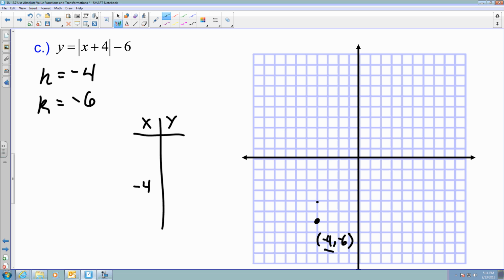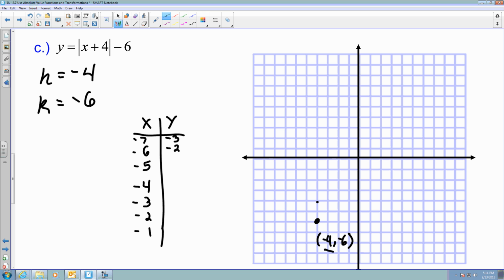So I want to do 3 more units that are less than that, and then 3 more units that are greater than that. That's going to help me graph it. So I want negative 5, negative 6, and negative 7. And I also want negative 3, negative 2, and negative 1. So if I have x being negative 7 plus 4, that gives me negative 3. 3 minus 6 gives me a negative 3. Negative 6 is x, so negative 6 plus 4 is negative 2. 2 minus 6 gives me a negative 4.